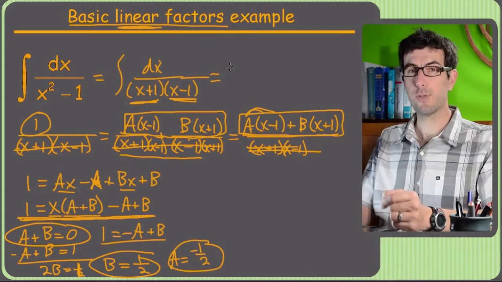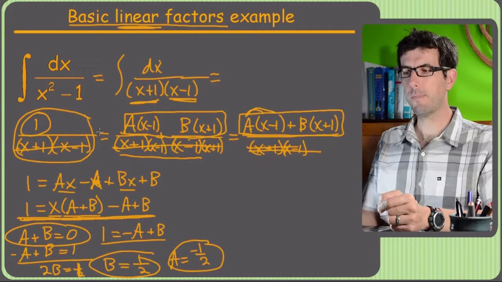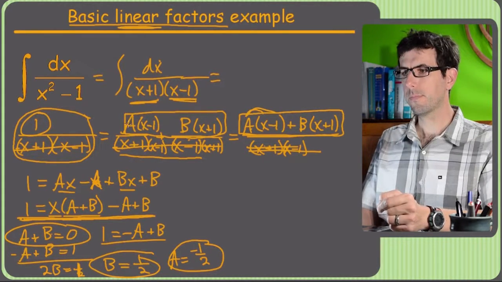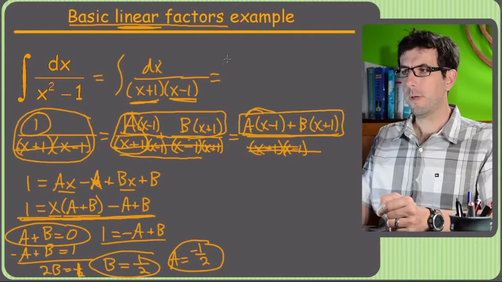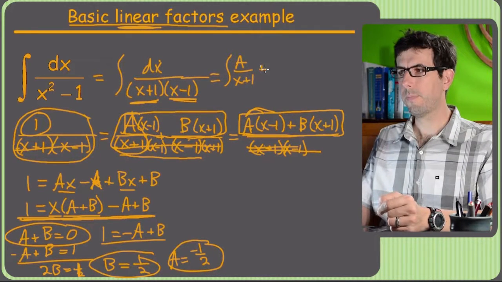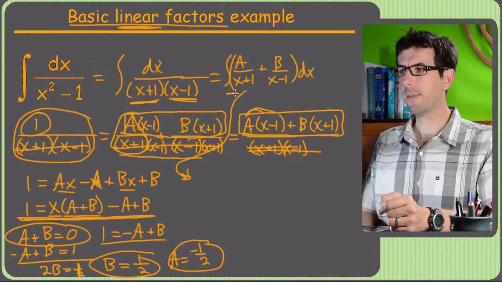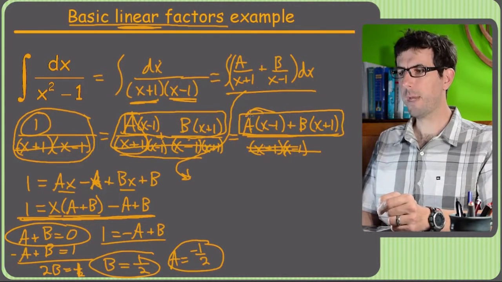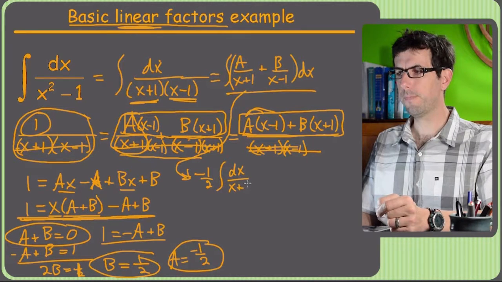So at this point, I can go back to the original thing, and I can rewrite my integral. What I've just discovered is that this fraction, 1 over x plus 1 times x minus 1, equals a over x plus 1 plus b over x minus 1 dx. Now if I rewrite this integral, only sub in the a and b I just got, then my a is negative 1/2, so I'll have negative 1/2 times the integral of dx over x plus 1. And then my b is 1/2, so that ends up being the coefficient of my second integral, dx over x minus 1.